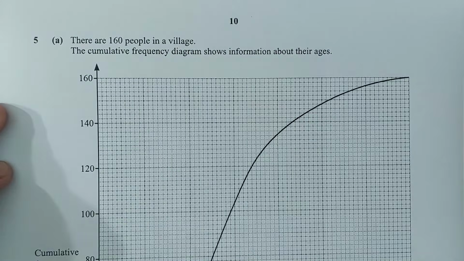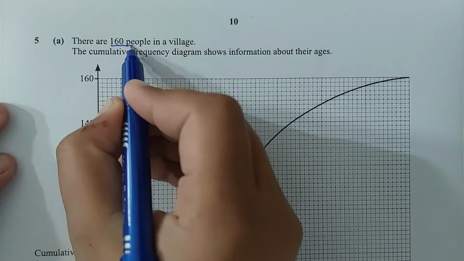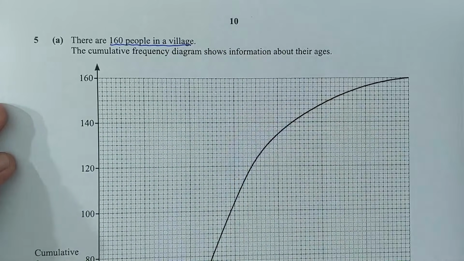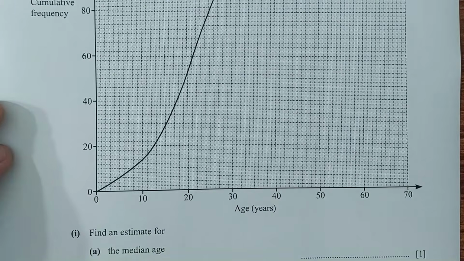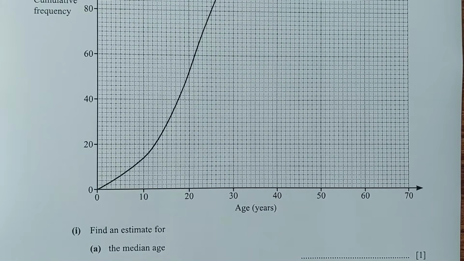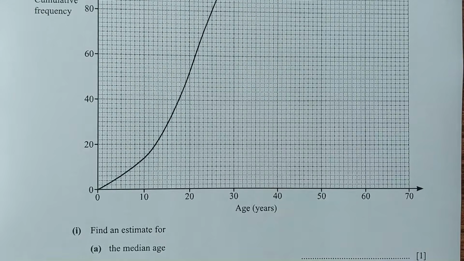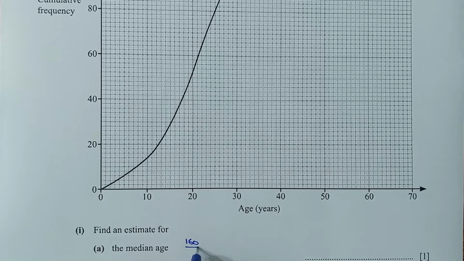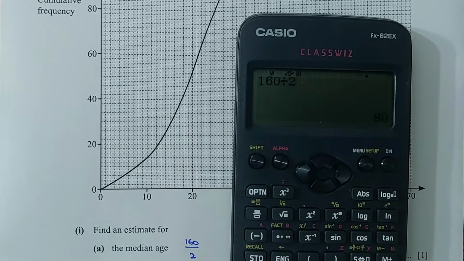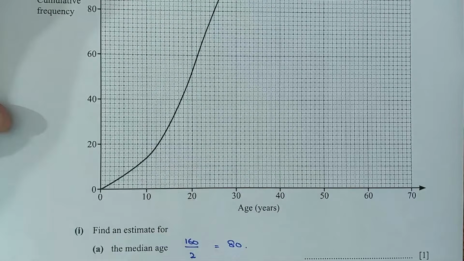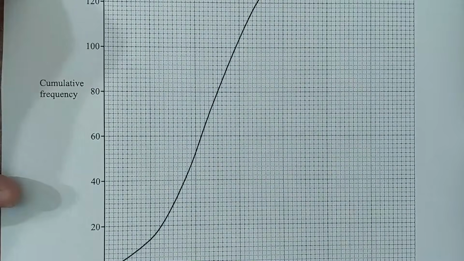Question number 5, part A. There are 160 people in a village. The cumulative frequency diagram shows information about their ages. Number 1, calculate an estimate for A, the median age. Median age is the middle age. The total number of people is 160, so we have to find half of 160. 160 divided by 2 is 80. So at 80, we have to find the age.